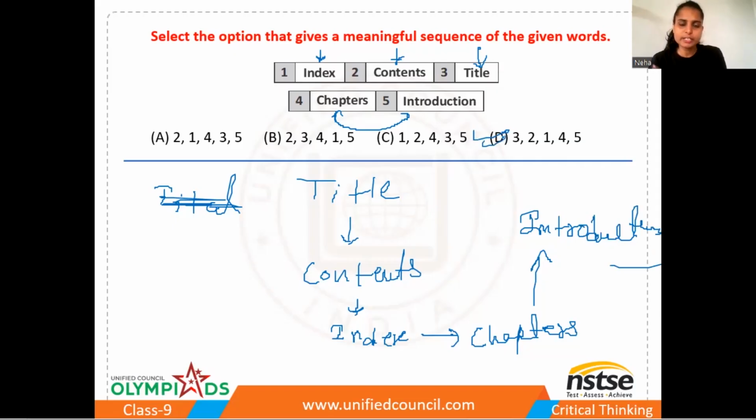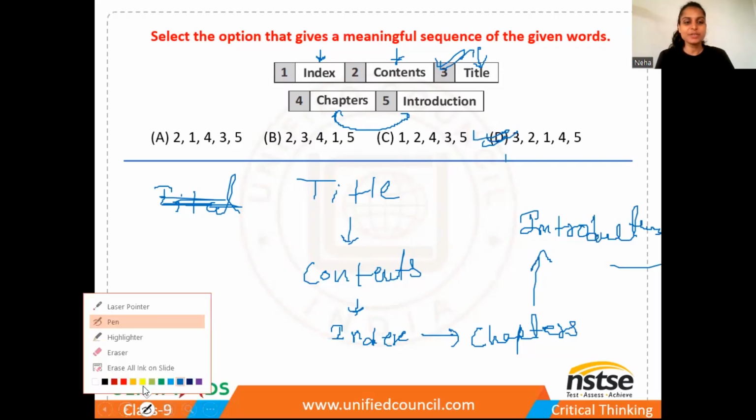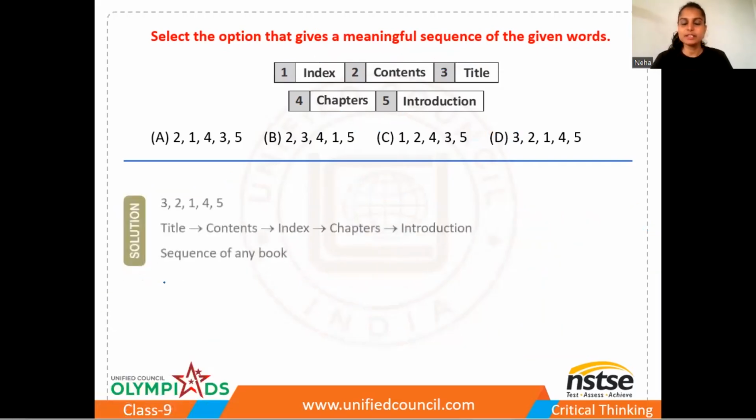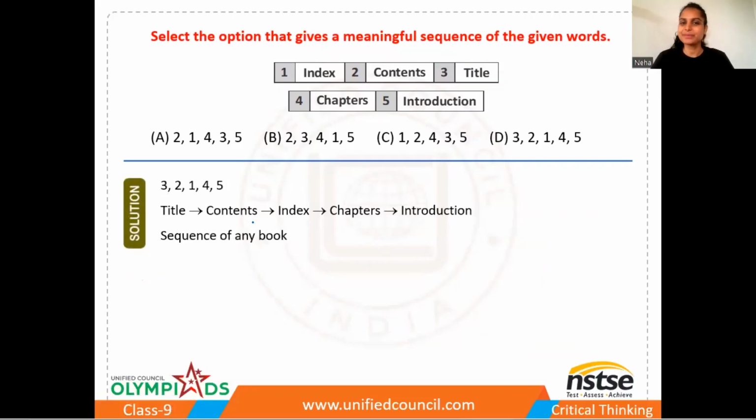But my dear students, there is no need to consume that much time. Whenever I see the sequence, I can see that title will be the first, so the number 3 should come first, right? Number 3 comes first only in one option, so we can directly pick that option to save time. We can use this trick in the exam to save some time. So this is the sequence of any book.